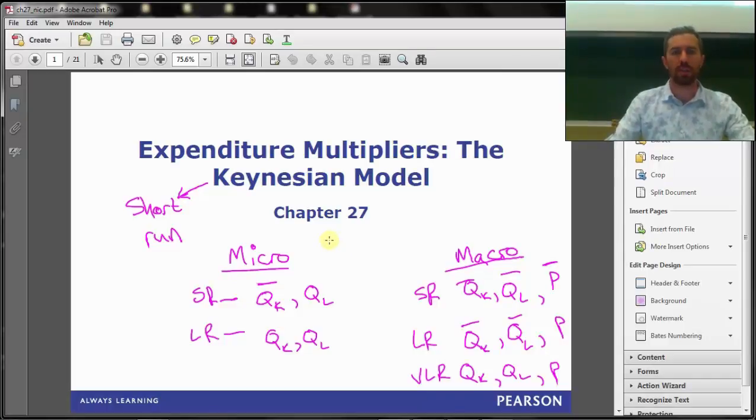So chapter 27, we can just briefly recap what we did yesterday. We're introducing the Keynesian model. Okay, we've seen that, well, first of all, it's a short run model. In the short run, what do we mean by the short run? We mean that prices are fixed. Okay, in macro, short run, prices are fixed. In the long run, prices vary, and then we can think about something called the very long run, where capital, labor, and prices vary.